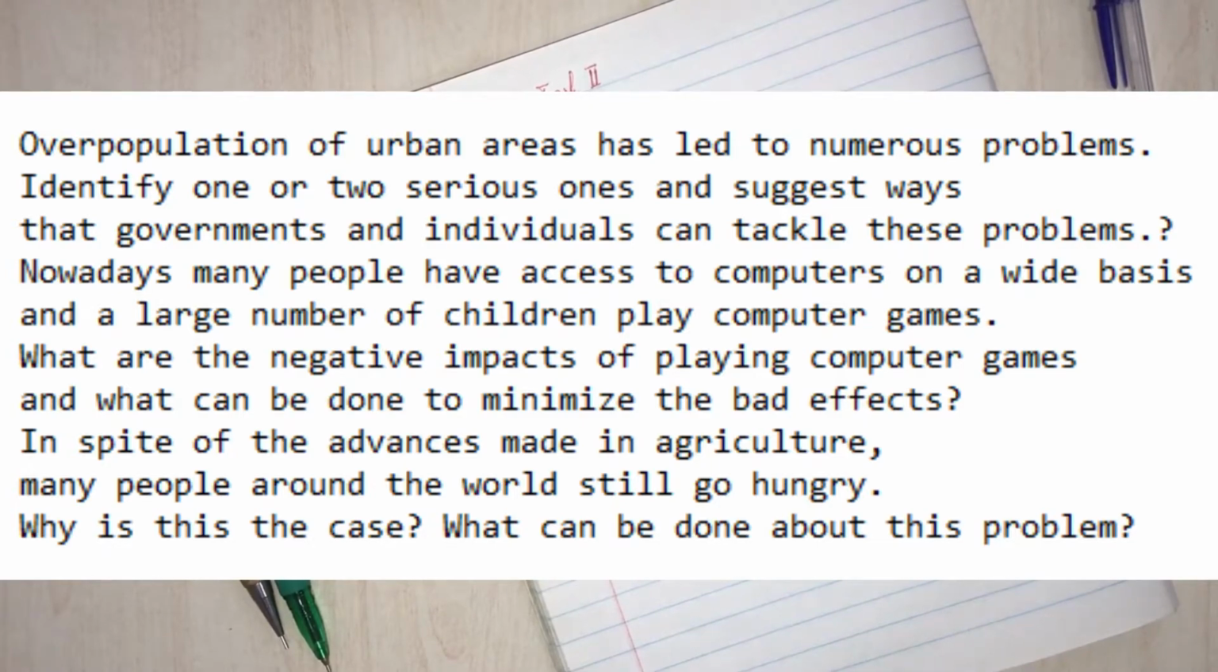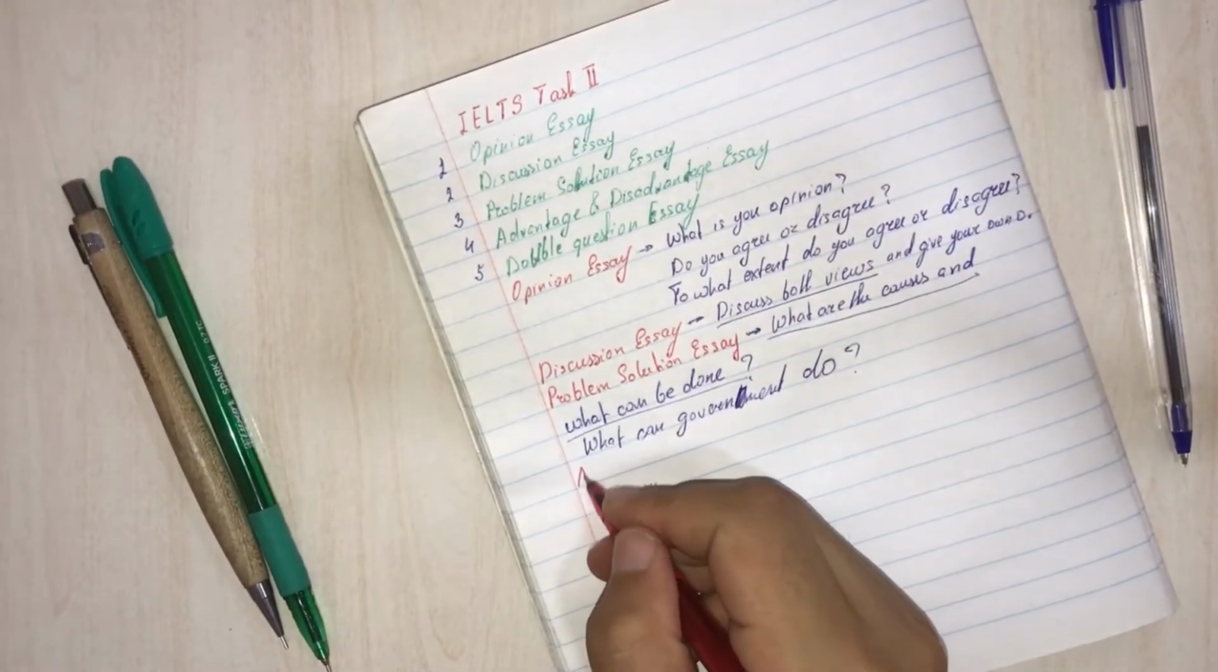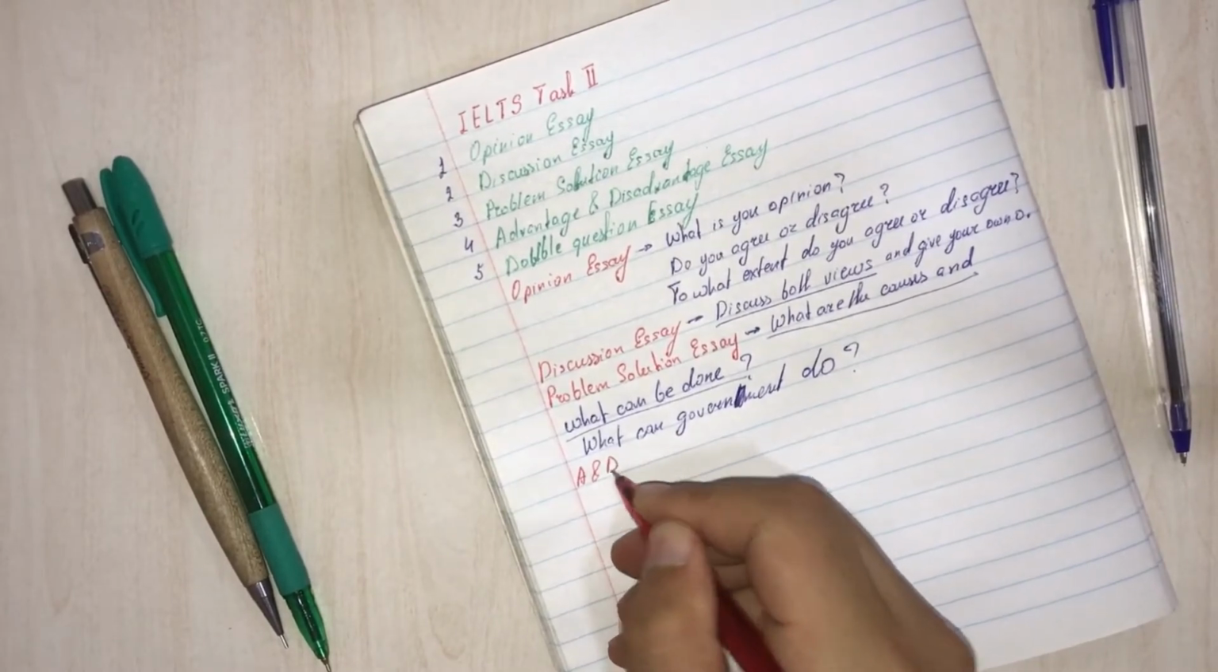Another one is, in spite of advances made in agriculture, many people around the world still go hungry. Why is this the case? What can be done about the problem? Another one is the advantage and disadvantage essay. Advantage and disadvantage essays.